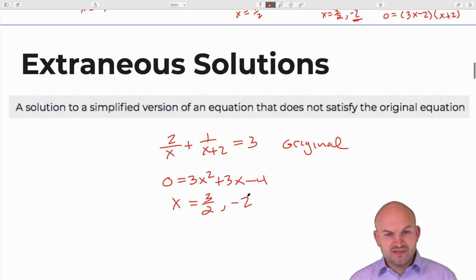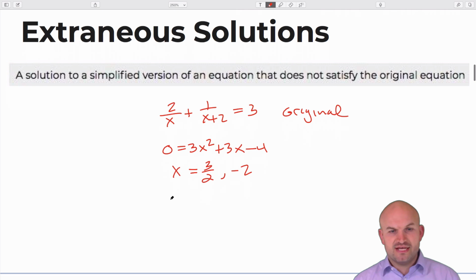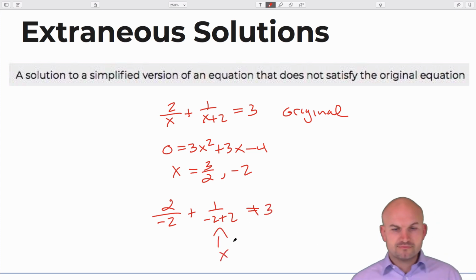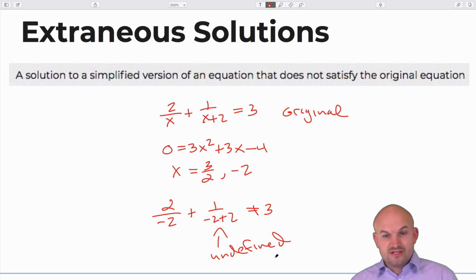Even though these are two solutions for this equation, when you plug these values back into the original equation, you recognize that at least -2 makes this fraction's denominator 0. So you can see that 2 over -2 plus 1 over -2 plus 2 does not equal 3, because that is a no-no. I'll just write undefined. So that's undefined, and of course it's not going to equal 3.